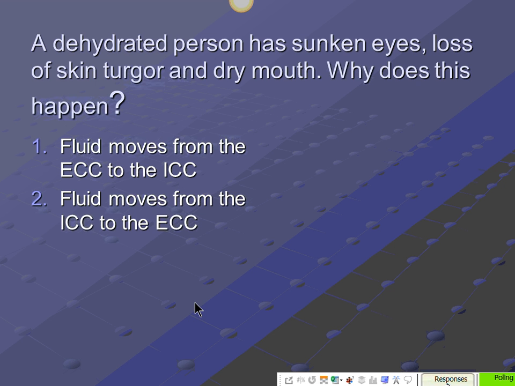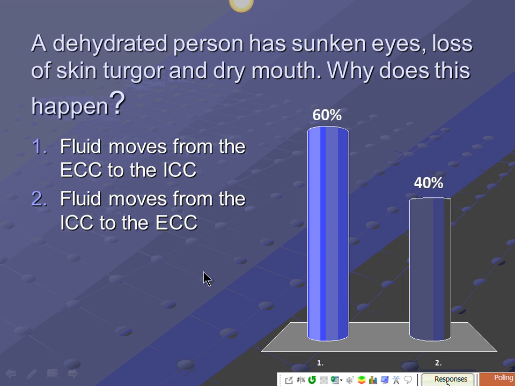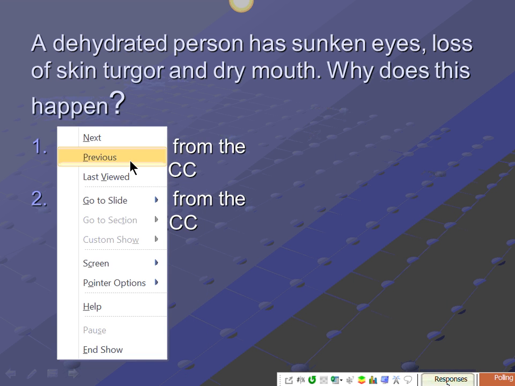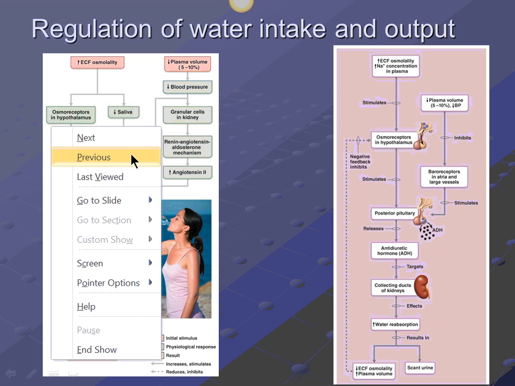ICC stands for intracellular compartment, ECC for extracellular. Well, the person looks like this because the cells have shrunk, right? So fluid has moved from the intracellular compartment to the extracellular compartment. The cells have shrunk. Remember this slide that we saw.